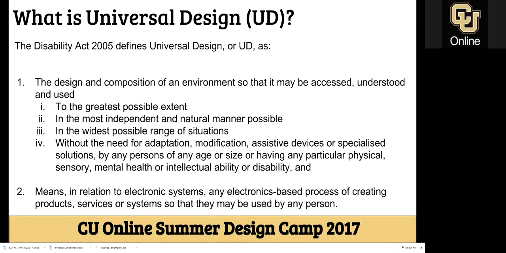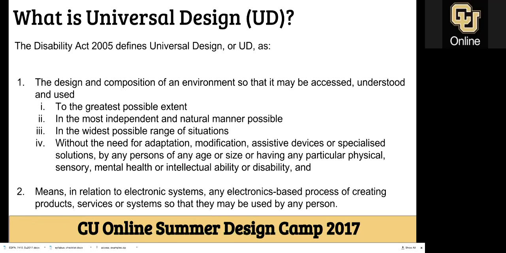The Disabilities Act of 2005, and the Disabilities Act has been updated for 2017, but the language around universal design has basically remained the same. It's the idea that the design and composition of an environment so that it can be accessed, understood, and used, to the greatest possible extent and independent in nature, in the widest possible range of situations, and without the need for adaptation. So the bottom line here is universal design creates an environment, as it pertains to this particular session, where your course content is accessible regardless of who the user is.